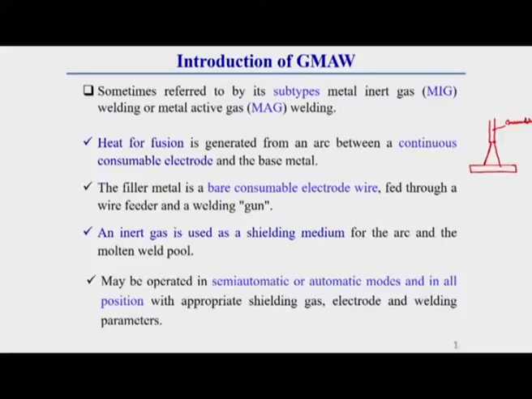Here this electrode is a filler material. This filler material is a bare consumable electrode wire. It is fed by a wire feeding mechanism through a welding torch. This welding torch is also sometimes referred to as a welding gun. In this welding technique, an inert gas is used. That inert gas protects the molten weld pool as well as the arc from atmospheric contamination. That is why this technique is named gas metal arc welding: a gas is used to protect the molten pool and the arc from atmospheric contamination.